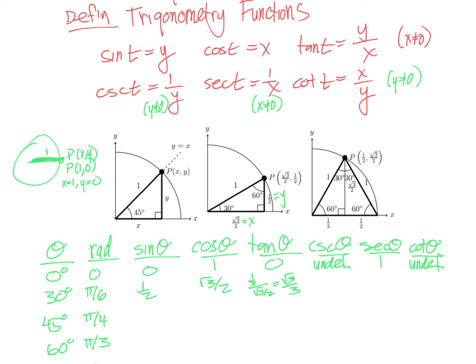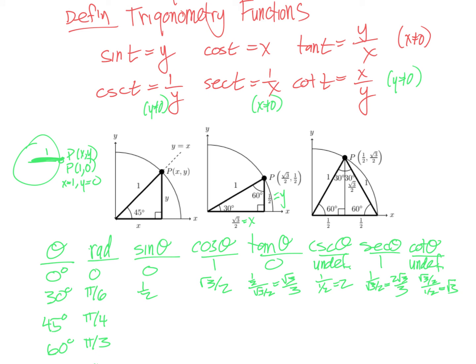Cosecant, CSC, is 1 over y, so 1 over 1/2 would give us 2. Secant is 1 over root 3 over 2, which gives us 2 root 3 over 3. And then cotangent would be root 3 over 2 divided by 1/2, which is just root 3.